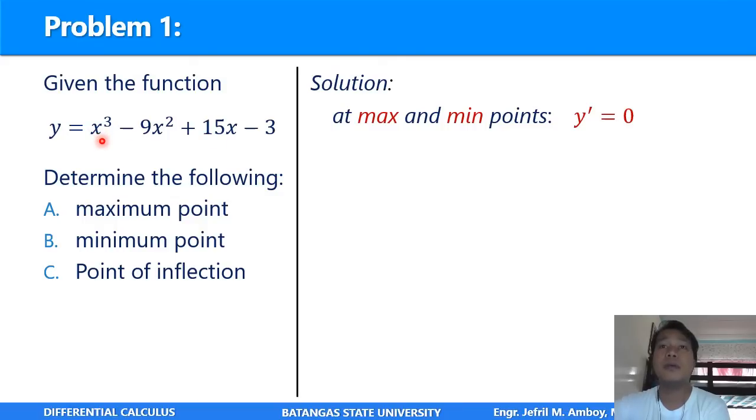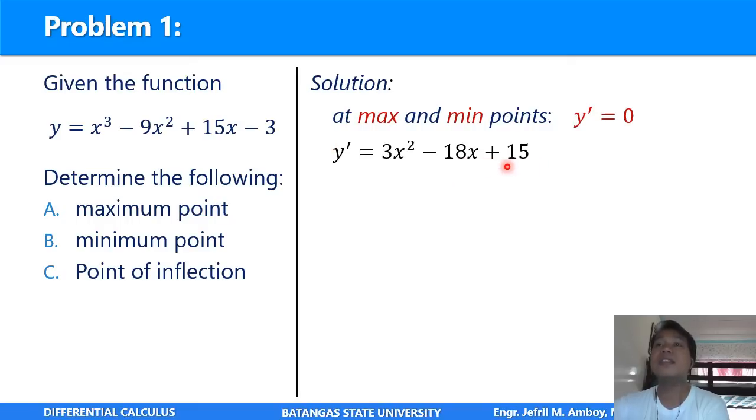No? Ano ang derivative ng unang term? That's 3x squared minus, ano yung derivative ng second term? 2 times 9 is 18. And then, ma-minus ng 1 ang numerator. So, 18x. And then, plus, the derivative of 15x is 15. Okay, so we have 3x squared minus 18x plus 15.